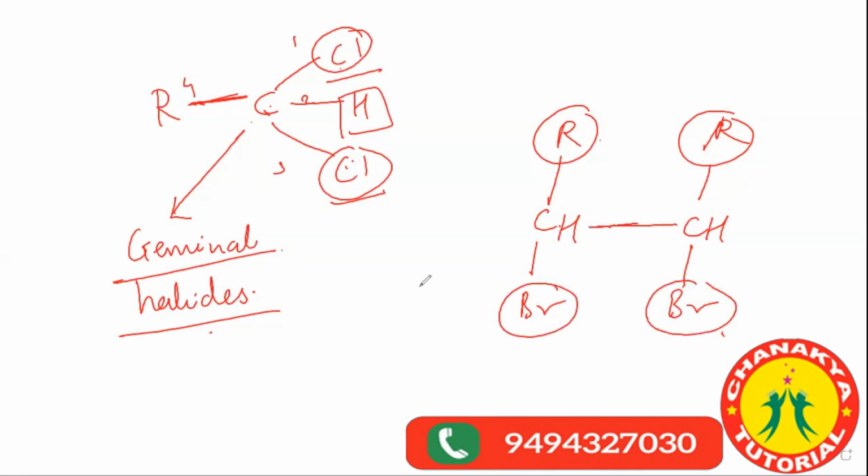Isn't it? And the vicinity, you might have heard about this word. Vicinity means nearby. And hence, these kinds of alkyl halides are called vicinal halides. Understood the basic difference? Geminal halide means what? Two halogen groups would be present on the same carbon in the alkyl halide. And vicinal halide means when two halogen groups are present on adjacent carbons, that is called vicinal halides. Clear? Fine. I hope you understand this in a better manner.